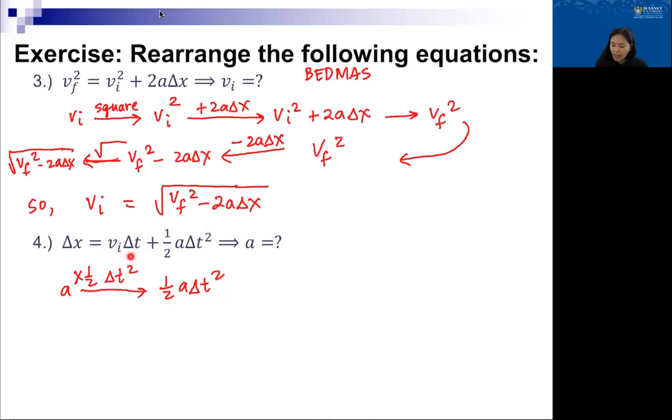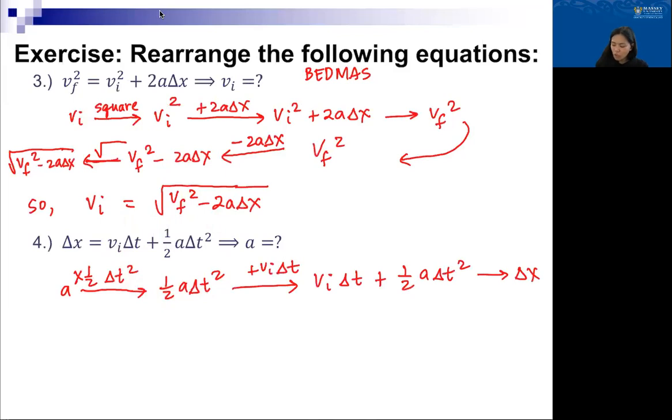Then you can add this bit, VI delta t. So plus VI delta t, and you have VI delta t plus 1/2 a delta t squared. And that builds the equation for delta x.